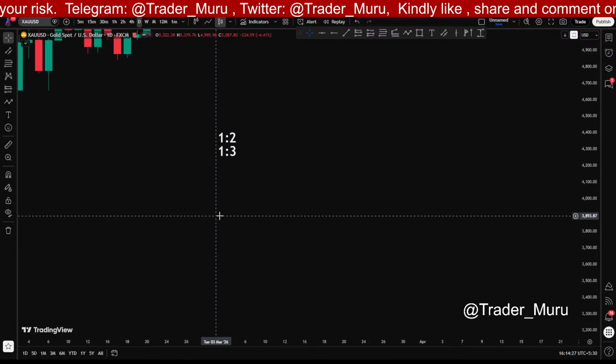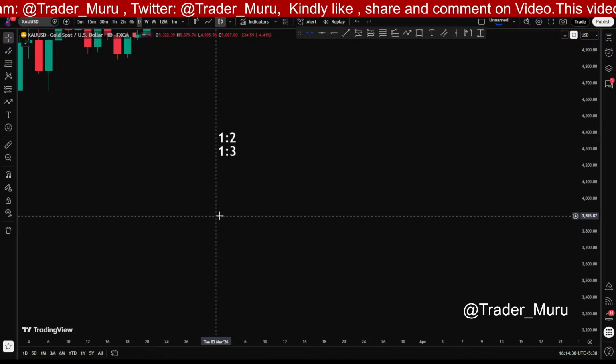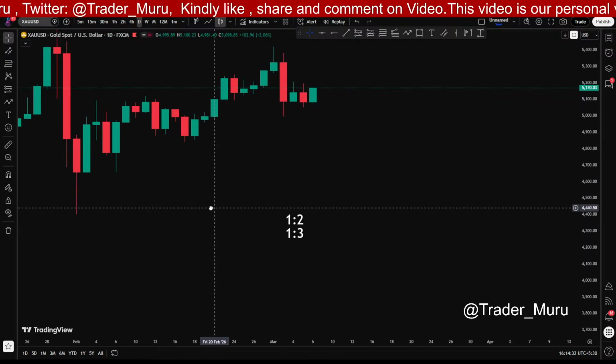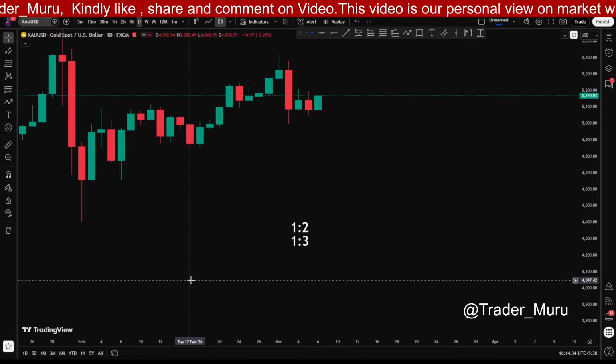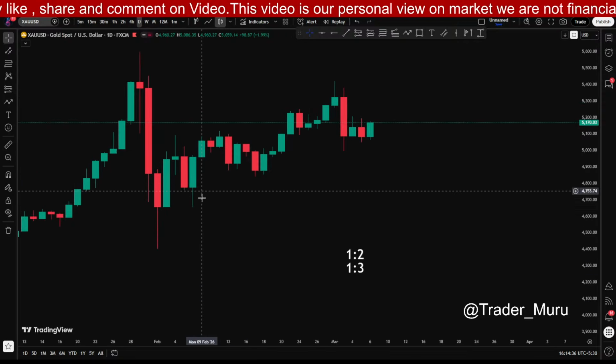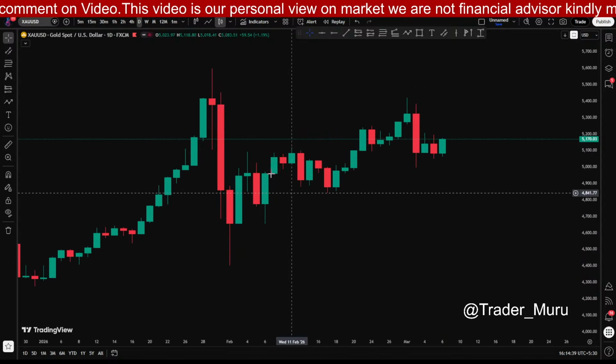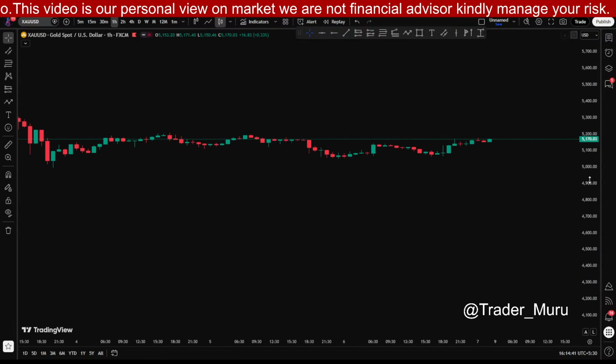Should we see structure in 1 day or 4 hour for intraday? Use 1 hour. 4 hour and 1 day is for swing. If you want to trade daily, use the 1 hour time frame.